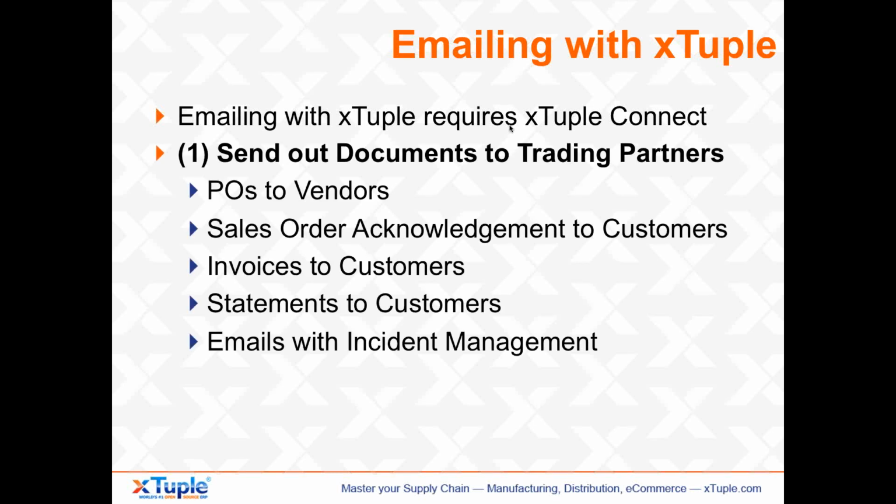So you can send out documents to your trading partners like POs to vendors, sales order acknowledgments to customers, invoices to customers, statements to customers. If you're using the incident tracker or our case management application, there's a whole series of email things that happen as a result of initiating an incident in the system, sending out, updating incidents with the system. They all push out emails to update people that are involved with that particular incident. So those are the kinds of things that you can do in terms of pushing out documents to partners.